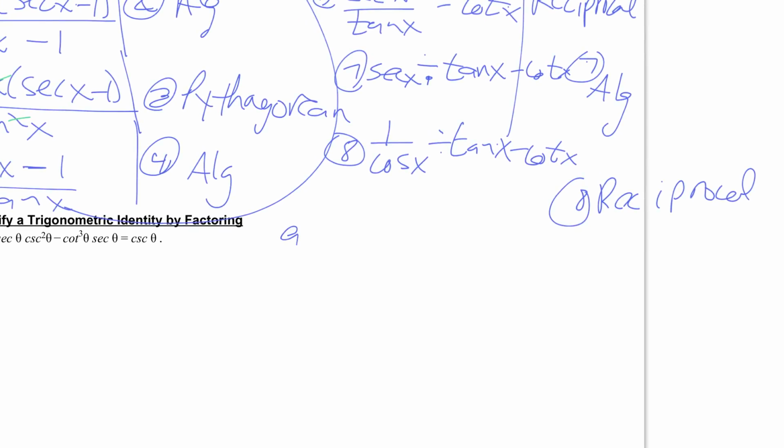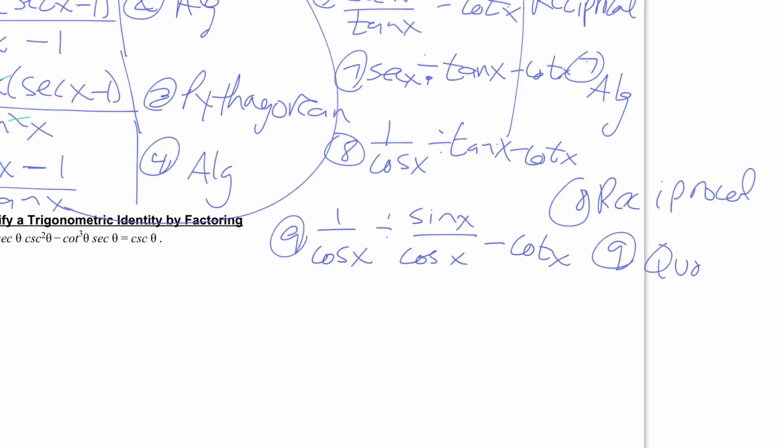Step number 9. Now I'm going to go ahead and change my tangent to sine over cosine using my quotient identity. So I have 1 over cosine x divided by sine of x over cosine of x minus cotangent of x. And that I used my quotient identity.